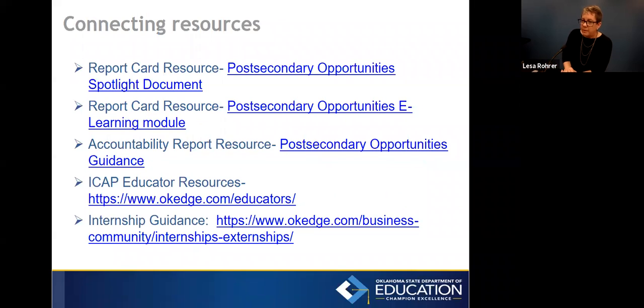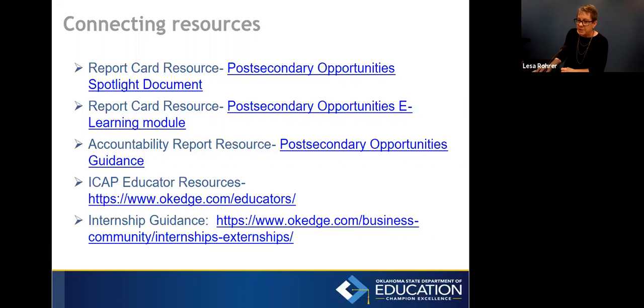We have some wonderful guidance here. The internship guidance that I spoke of has been updated, and an internship does encompass both paid and non-paid so that we can include those students with disabilities that had transition plans and are already on work-based learning because it's part of their transition plan. The ICAP Educator Resources is a wealth of wonderful opportunities. Accountability guidance helps you to code things correctly so that you make sure that you're getting credit for all of those opportunities that you're providing.